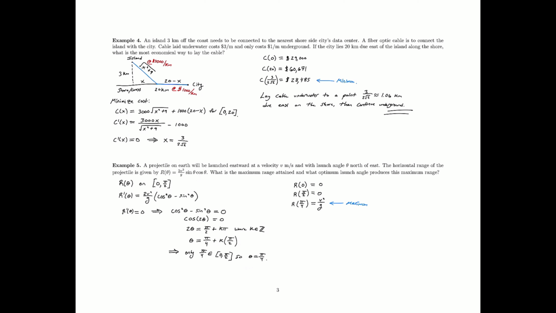So the maximum range is v squared over g, and results from a launch inclination angle of pi over 4.